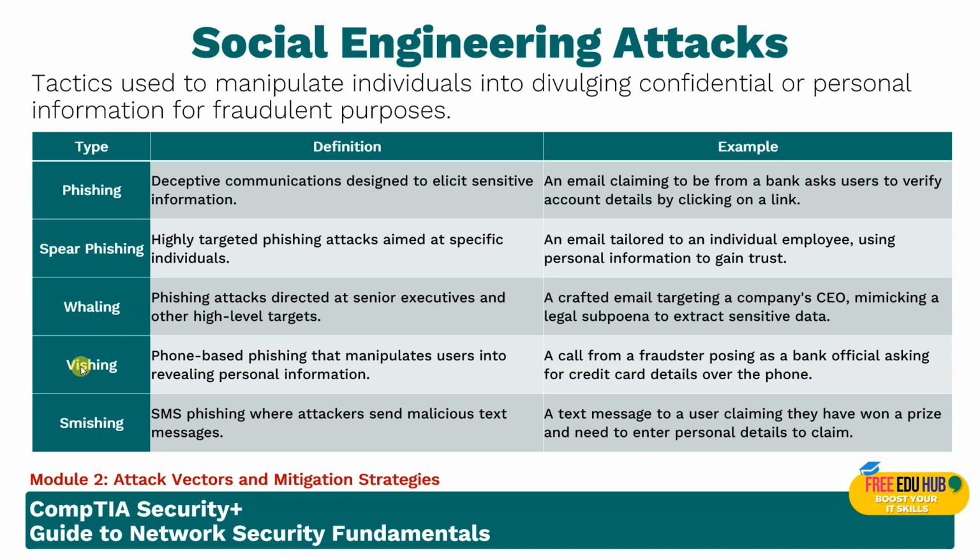Then we have a thing called vishing. Now, it comes from the word voice, so it's a voice call. It's a phone-based phishing that manipulates the user into revealing personal information. A caller, a fraudster posing as a bank official, asking for the credit card details over the phone, or it might ask you for a one-time password that you might have received on your mobile phone or on your authenticator app. So anyone who calls and tries to get your confidential information, be it the social security number or anything which is of a confidential nature, you should never disclose any information over the phone.